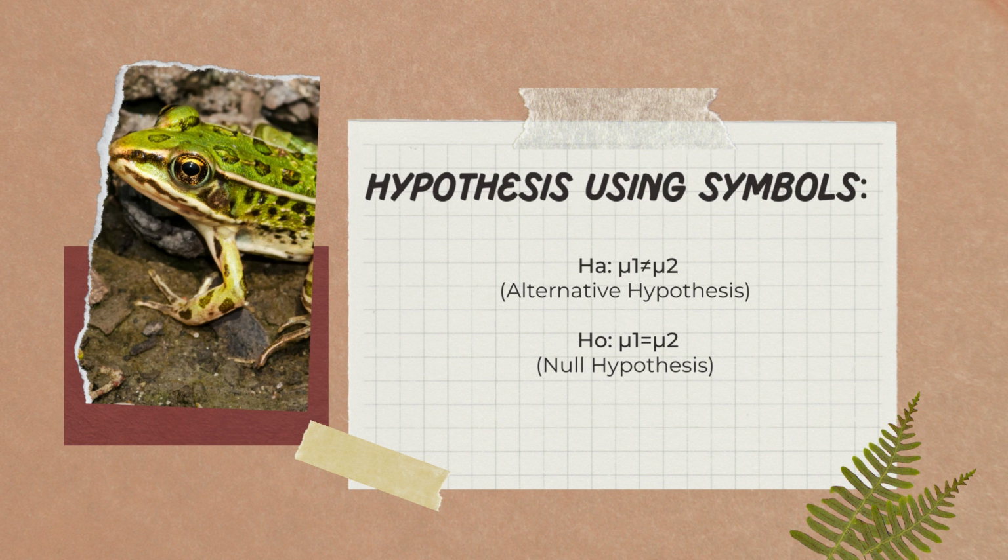Here's the hypothesis using symbols. The first one, using HA: sample 1 is not equal to sample 2, alternative hypothesis. And the second is the null hypothesis using symbols: sample 1 is equal to sample 2.